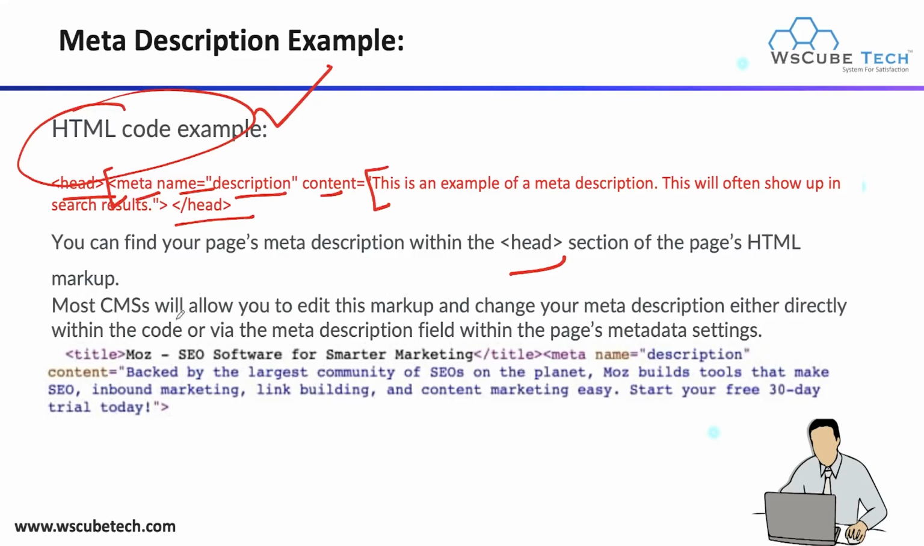Okay, here you can see that we have this particular title here. This is the title you have and this is the meta description you have for this particular website. Okay. So this is the example of meta description here.